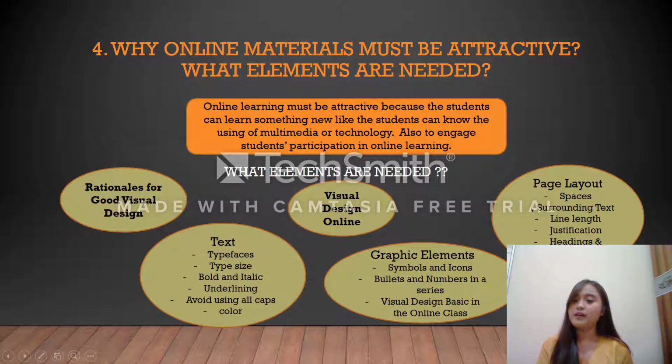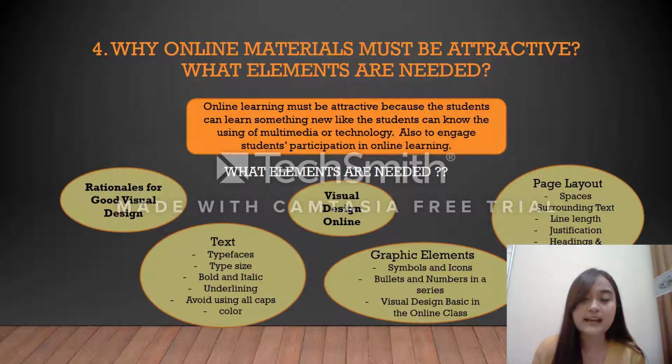There are several parts of page layout. The first is spaces surrounding text, line length, justification, and headings and subheadings. In the spaces surrounding text, the spaces between lines and paragraphs provide white space. It gives the readers a visual break. And then line length. And then the justification: always use left justified text with a ragged right margin, as we have in this guide. And then headings and subheadings. Headings and subheadings signal the organization of the content.